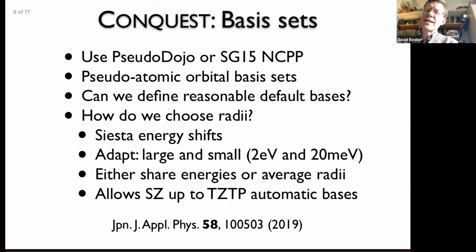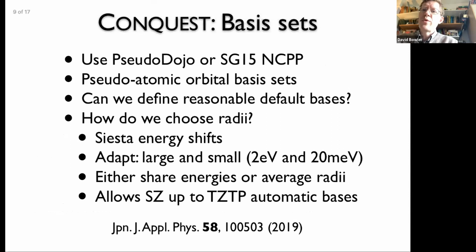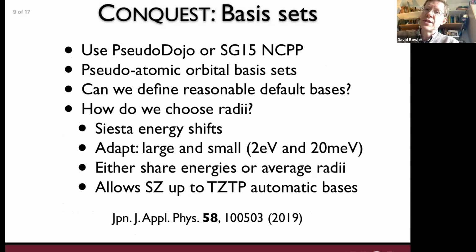So those basis sets, let me just very briefly say that we use either the pseudo-dojo or the SG15 norm-conserving pseudopotentials. Those are extremely accurate. They work very well on the delta scale. And we generate default basis sets from those. I'm not going to go into the details. The real question that we have would be, how accurately can you do with default basis sets? And let me show you some results there.